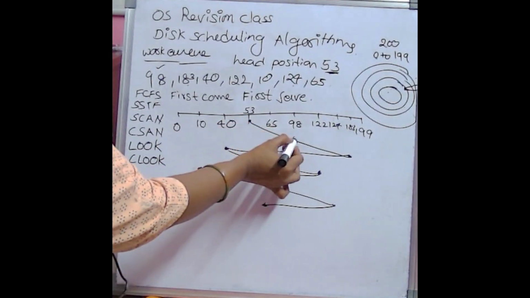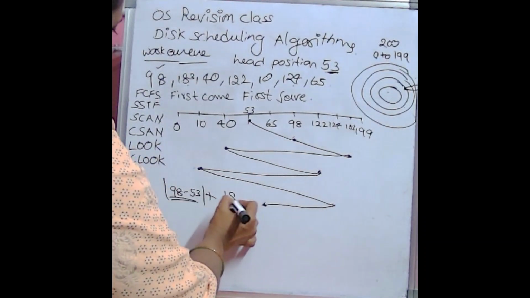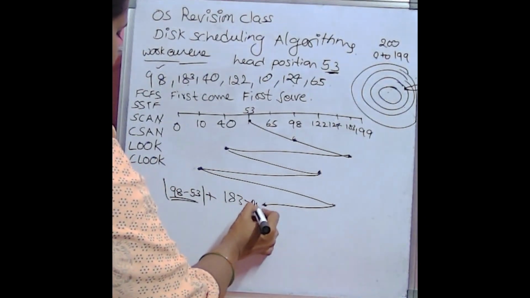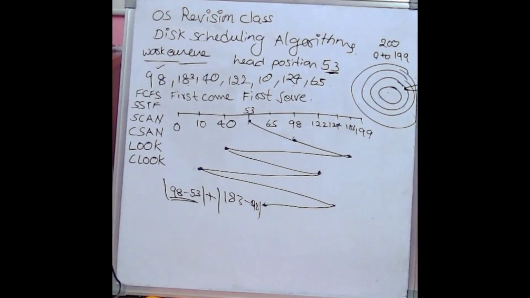98 minus 53. After that it served 183: 183 minus 98. Like this, we need to calculate the total number of cylinders it traveled. According to FCFS, we will write it as the total number of cylinders traveled by the disk head to satisfy these requests specified in the work queue according to FCFS scheduling.